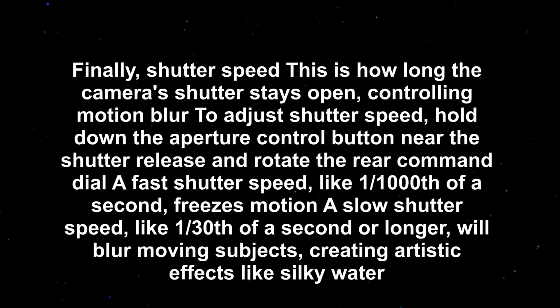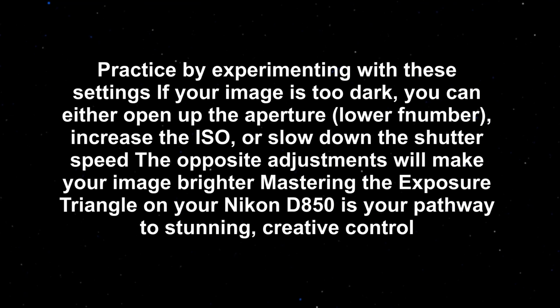Finally, shutter speed. This is how long the camera's shutter stays open, controlling motion blur. To adjust shutter speed, hold down the aperture control button near the shutter release and rotate the rear command dial. A fast shutter speed, like 1/1000th of a second, freezes motion. A slow shutter speed, like 1/30th of a second or longer, will blur moving subjects, creating artistic effects like silky water. Practice by experimenting with these settings.